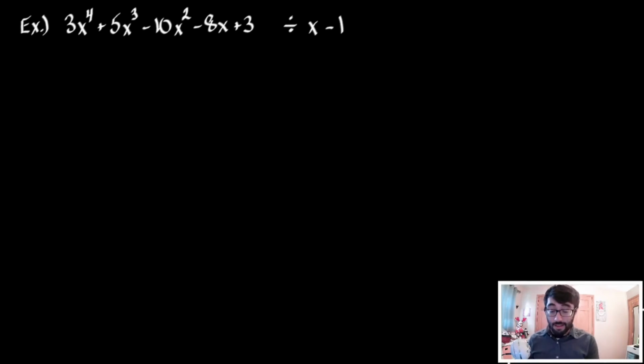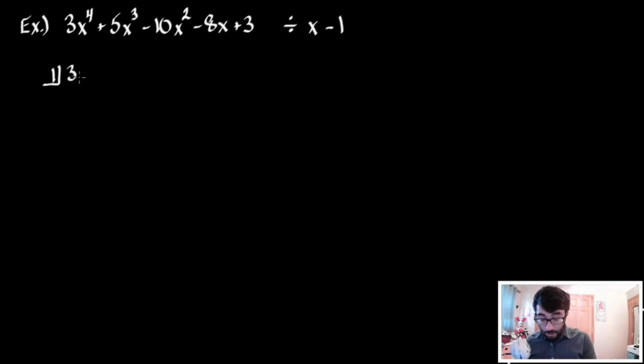Now, right away, I can see that I'm not missing any terms. I have x to the 4th, x cubed, x squared, x, constant. So we don't need to hold anything's place with a 0. And I'm also dividing by a linear binomial with a leading coefficient of 1, so I can use synthetic division. So my number in the box for this problem is going to be 1, because if I set x minus 1 equal to 0 and solve, I would get 1.